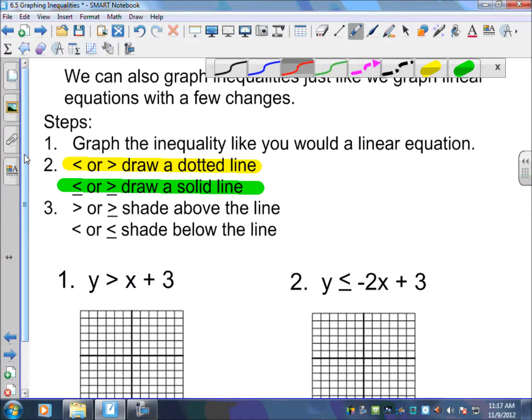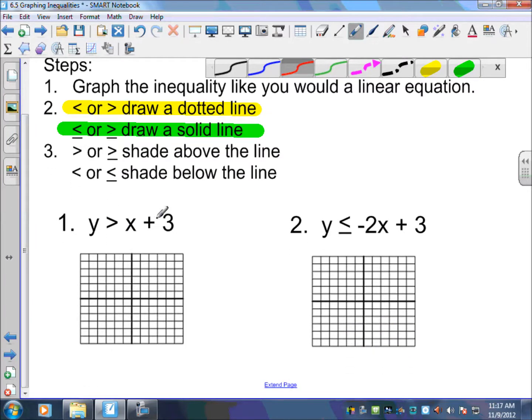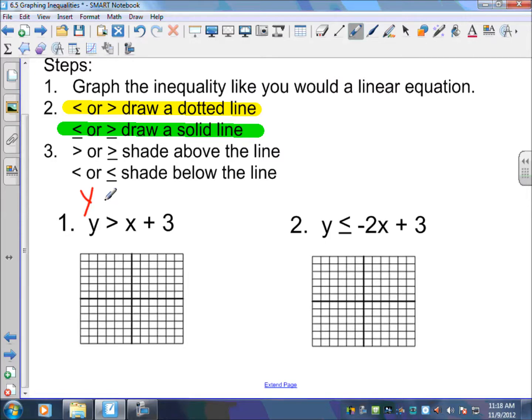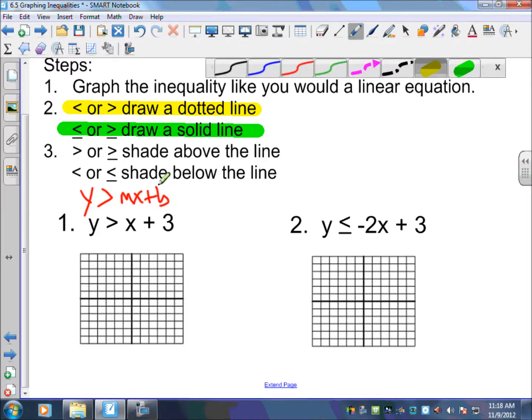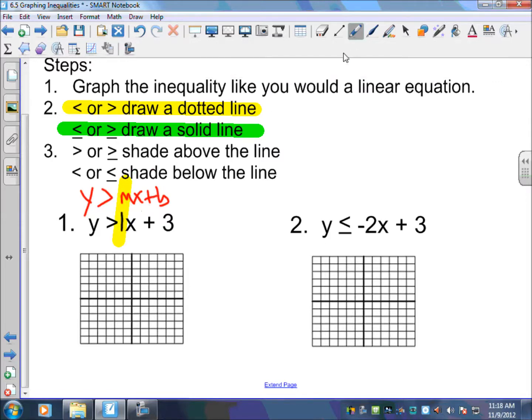Well, let's look at that. Here is our inequality. y is greater than x plus 3. Now, let's look. Instead of the equal sign, I'm going to put is greater than mx plus b. Is this in mx plus b format? The answer is yes. What number is next to my x that's understood? Excellent. That's a 1. So my slope is the number next to the x. My y-intercept is the number that's by itself. So even though I have an inequality, it's still in mx plus b format.